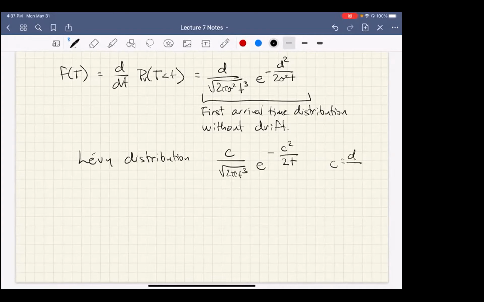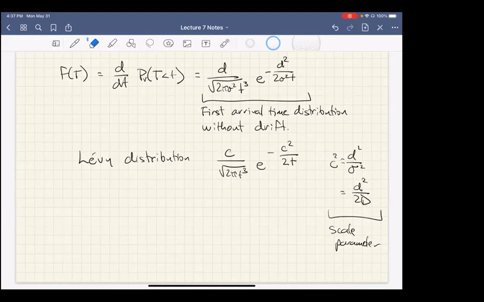d over sigma, or c squared, I guess, is d squared over sigma squared. If you're doing Brownian motion, sigma squared is 2 times the diffusion coefficient, so that's d squared over 2D, like so. And this is called the scale parameter. So this is the first arrival time distribution in terms of the fundamental physical components, distance and diffusion coefficient.